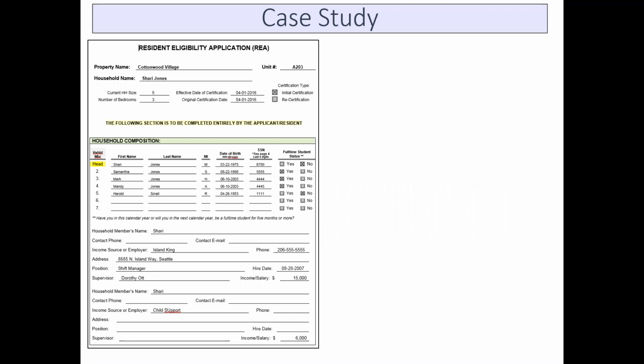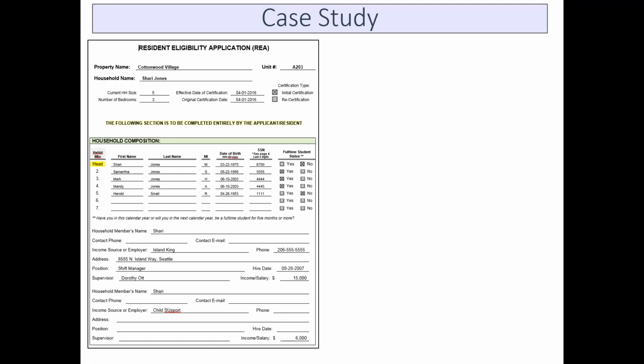Okay, I'm going to assume that you have looked at the certification packet and looked at all the verifications and gone through and tried to do your own calculations to see if this household really qualifies. We're going to look at the HEC in pieces as we go through the calculation. So the first thing we're going to start looking at together is the resident eligibility application, or our REA.